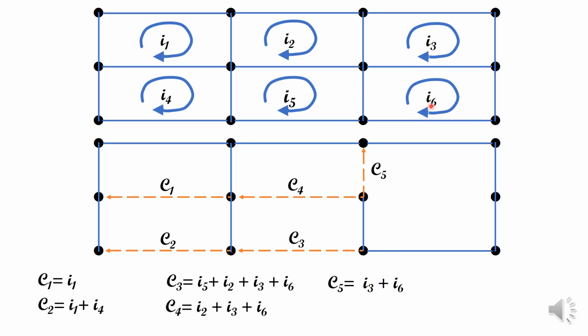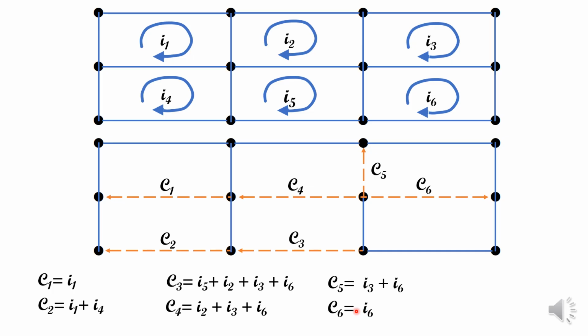And then this other edge that we removed, this horizontal edge, with this orientation forms a cycle which we call C6. And C6 here is just the same as the region associated with I6. So I'm writing C6 equal to I6.